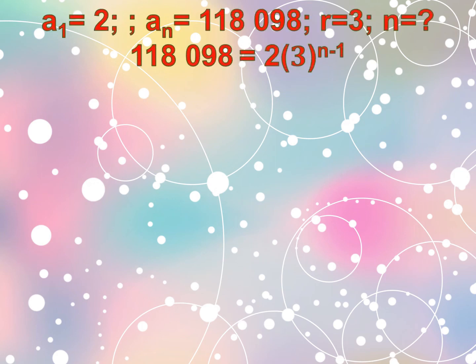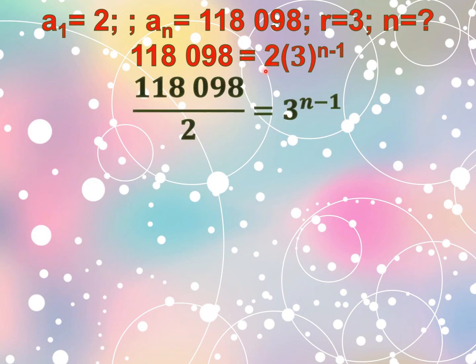So, from the given equation na 118,098 is equal to 2 times 3 raised to n minus 1, pwede na natin ngayon i-solve yung value ng n. So, una, i-isolate natin yung 3 raised to n minus 1 by dividing both sides by 2. That is equal to 118,098 divided by 2. Dito makakancel na yung 2. Mawawala na siya. So, 118,098 divided by 2, that is equal to 59,049 is equal to 3 raised to n minus 1.